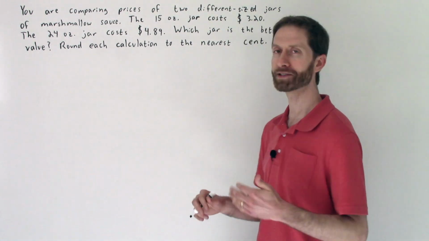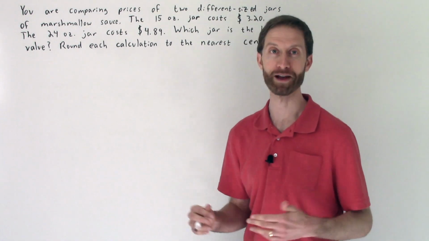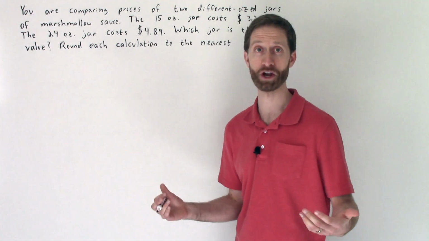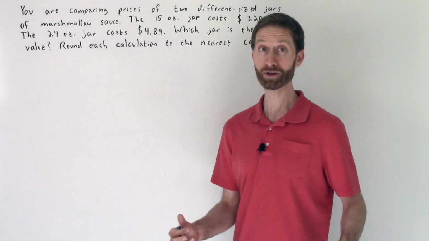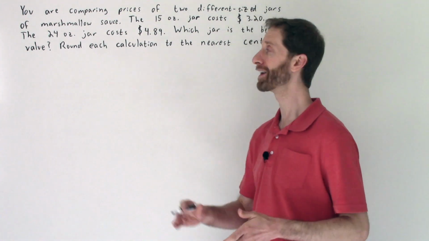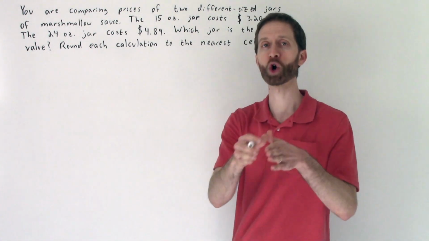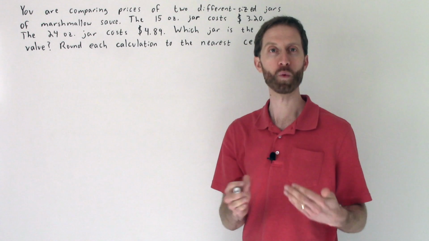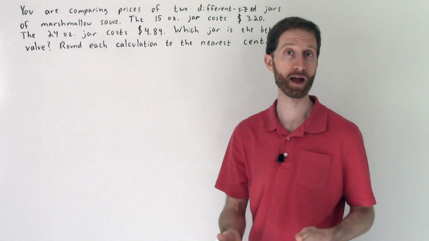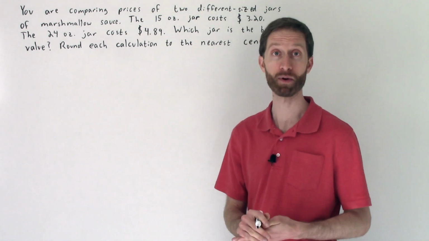Okay, so this is actually a very applicable word problem. I do this all the time when I go out food shopping. We're going to use unit rates because if we can compare each jar's cost per ounce, we'll know which one is more or less per ounce. And a better value would be less money per ounce.